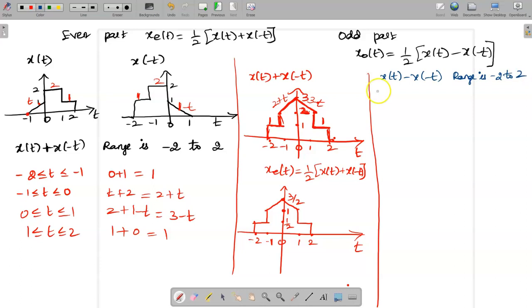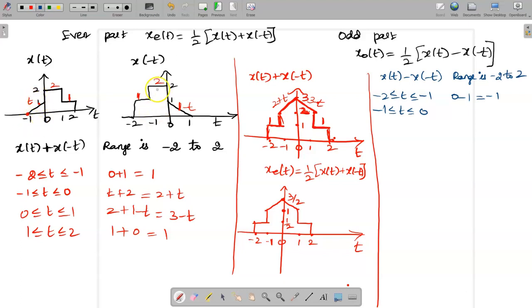So minus 2 to minus 1. What is the value of x of t? There is no value from minus 2 to minus 1. Here it is 0. So similarly to what we have already done, here it is plus, here it is minus, that's all. So 0, here it is 1. So 0 minus 1 is minus 1. Minus 1 to 0.